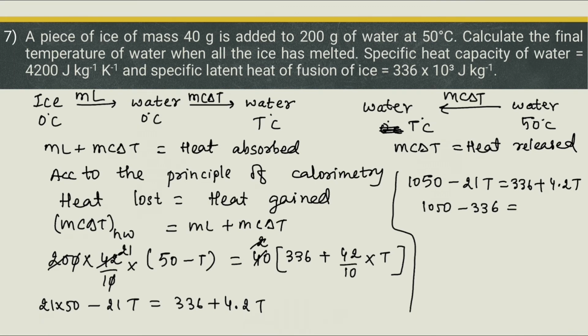That is, 1050 minus 336 is equal to 4.2 T plus 21 T, that is 25.2 T. So from here we can make T as a subject, right? So 1050 minus 336 is 714, upon 25.2, is equal to T. So the final temperature is 28.33 degree Celsius.